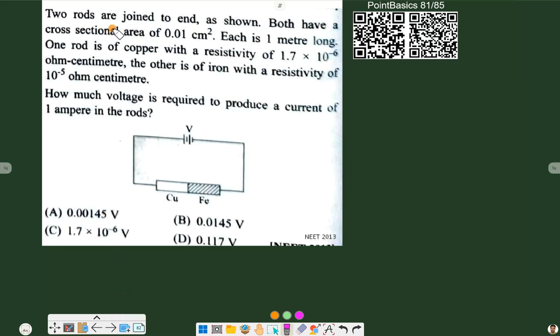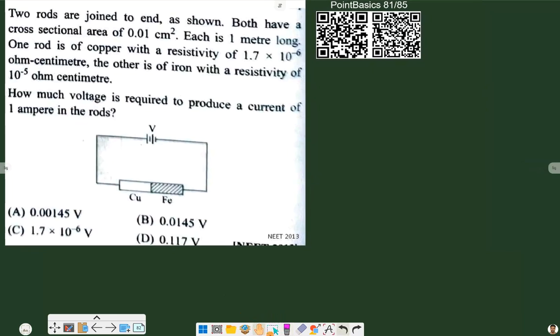So two rods are joined together end to end as shown. Both have equal cross section. Length is equal. Resistivity of copper and iron is mentioned. How much voltage is required to produce a current of 1 ampere? So what we have to do? We have to find their combined series resistance, and then we will multiply it by the current, and then we will get the value of voltage.